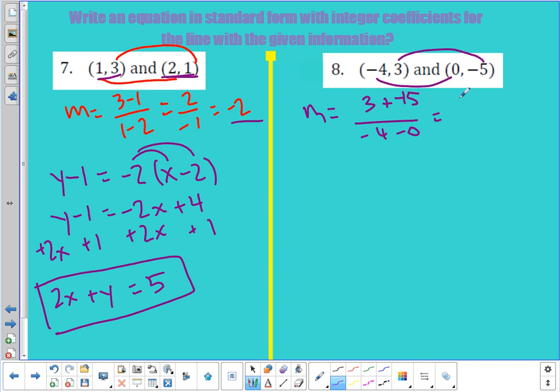So plus a positive, that's 8. Negative 4 minus 0 is negative 4. Slope again is negative 2. What a coincidence. Now, I recognize something.